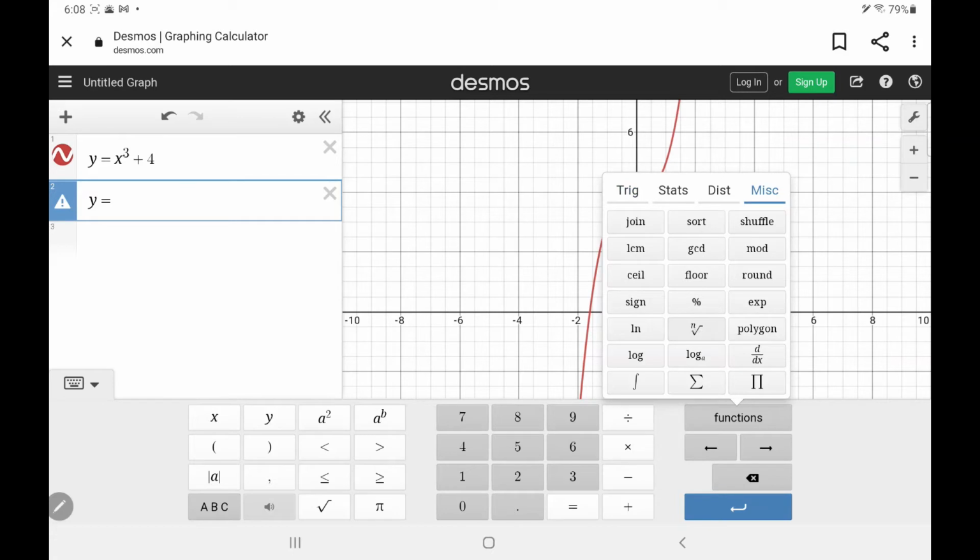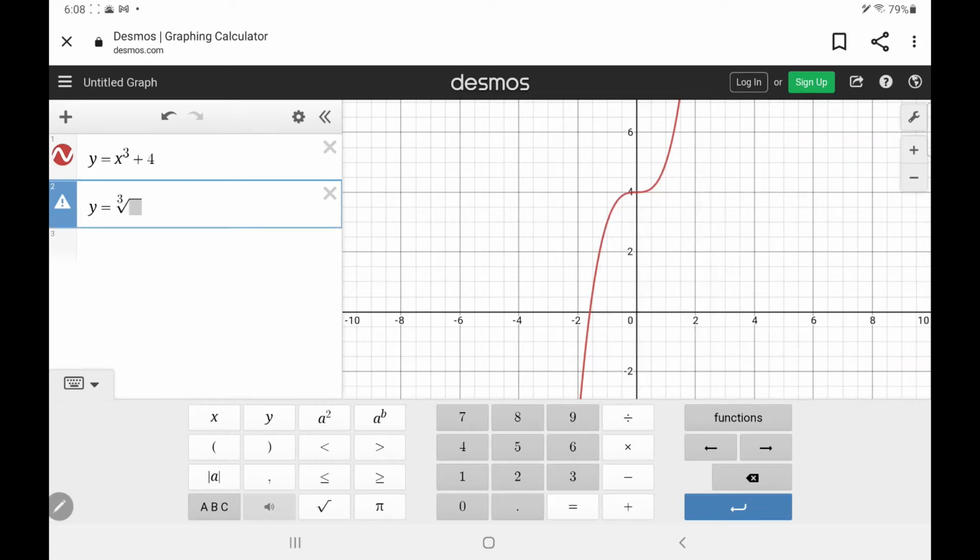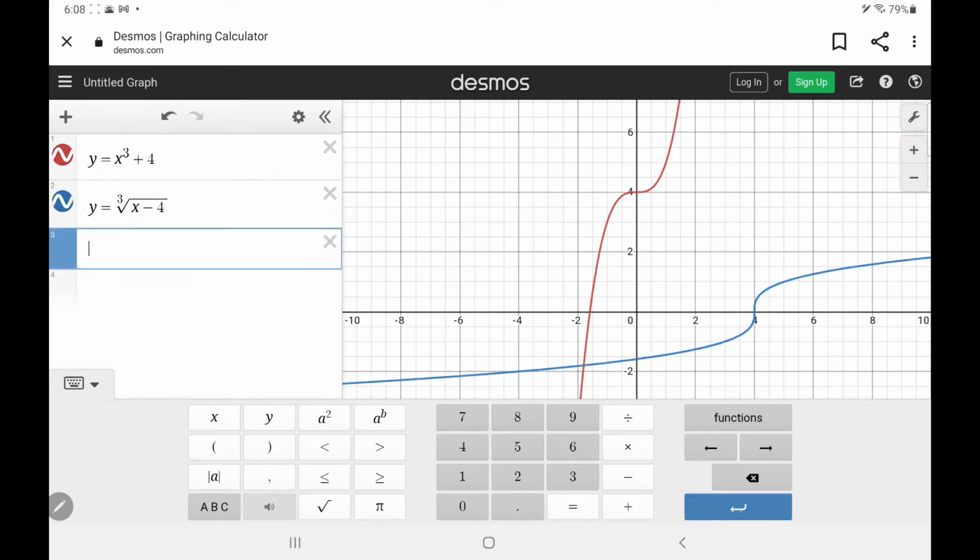Let's see, here we have an nth root, so that's going to be 3, and then you got to tap to go underneath it, and underneath it's going to be x minus 4. So this is our graph. Notice we've got a red one and a blue one, and I'm going to go ahead and add in here y equals x to be the one that we're looking at reflecting over.